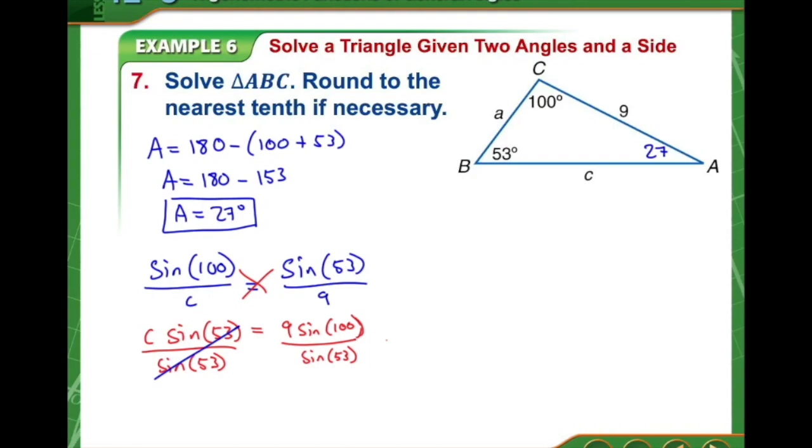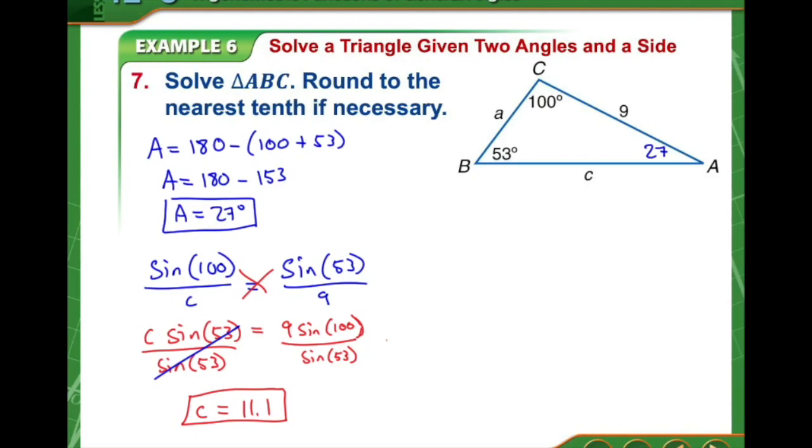So at this point, we have C all by itself, and we just need to plug what's on the right side into the calculator. 9 times sine of 100, and that whole thing divided by sine of 53. And when we do that, we come out with what our side C is, and it says round to the nearest tenth if necessary, so doing so gets us 11.1. We don't have units for the sides, so we'll just leave it as that.